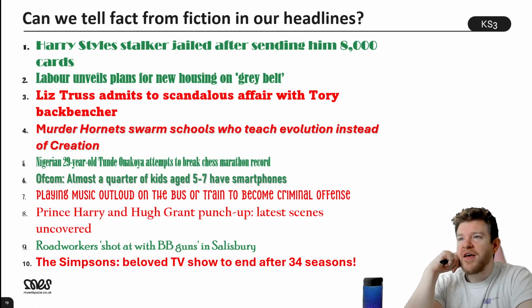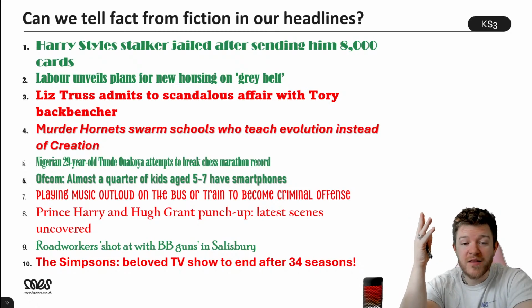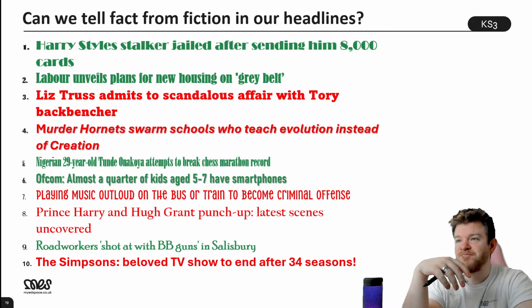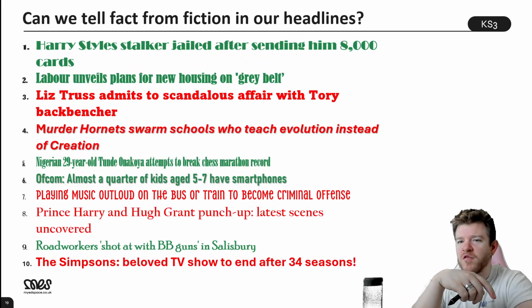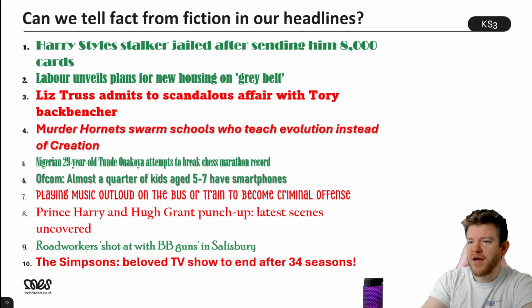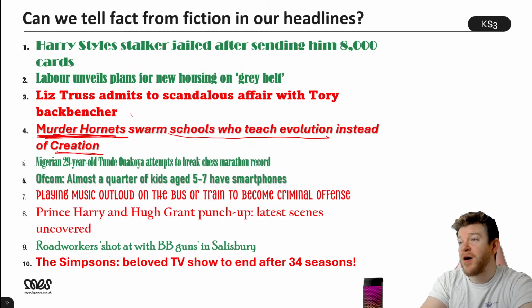Liz Truss admits to scandalous affair with Tory backbencher. That one's false. And lots of you are saying it's probably because it seems quite unlikely that we wouldn't have heard about it from other news sources. For number 4, murder hornets swarm schools who teach evolution instead of creation. I mean, there are a lot of clues that one is a bit silly. I mean, murder hornets. That's not a real animal. It just sounds quite scary. So this one seems like it's trying to be biased against schools who teach evolution instead of creation. So maybe it has a religious aspect to this fake news.